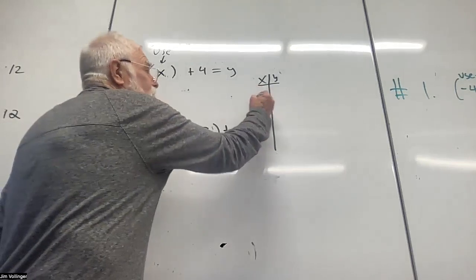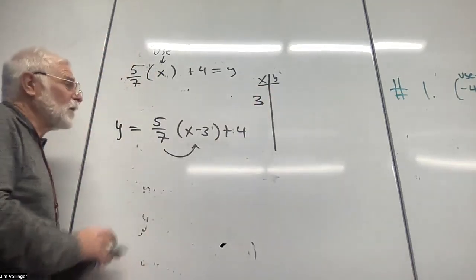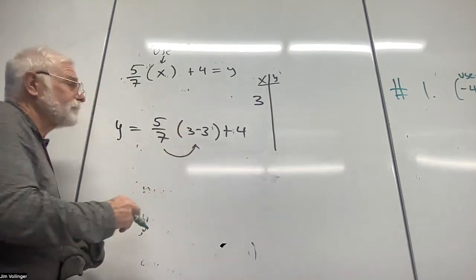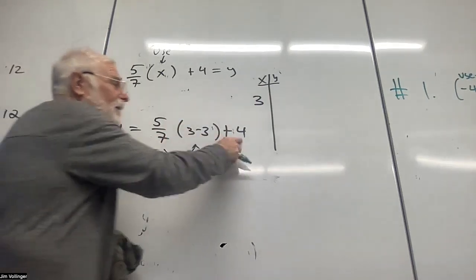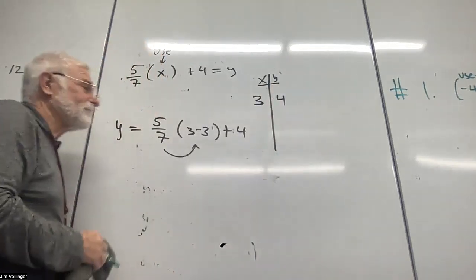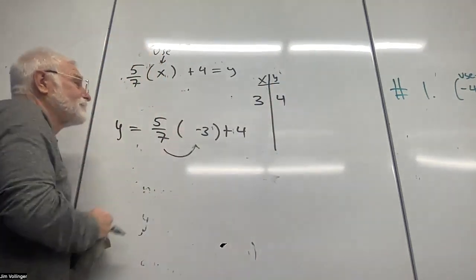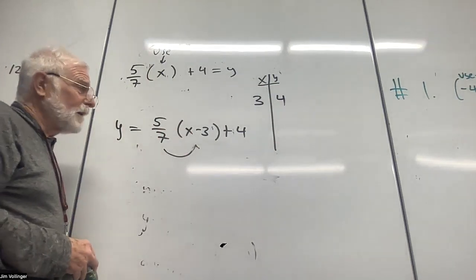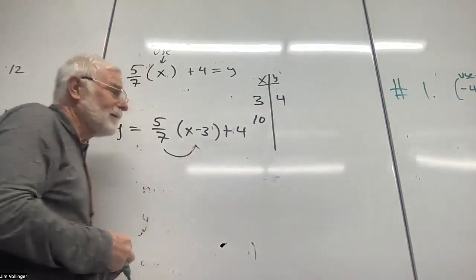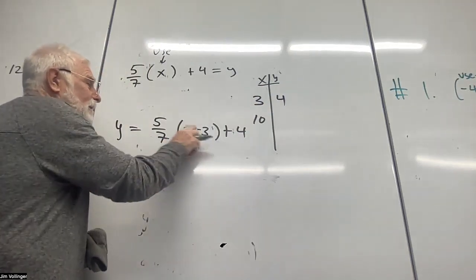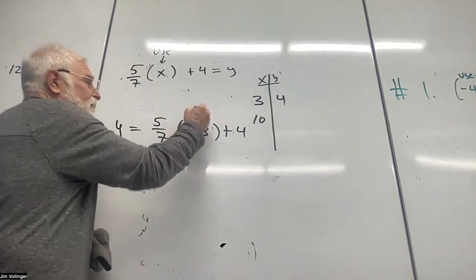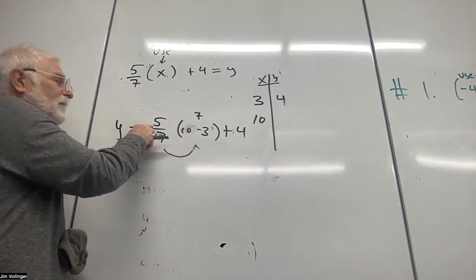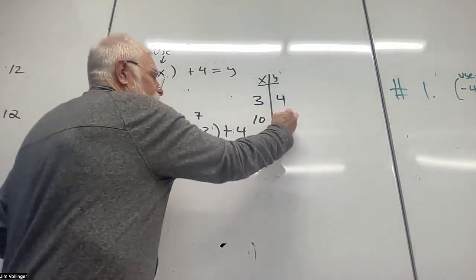First one is this one, 3. Because what happens when we multiply by 3? Oh, we get 0 times something, gets us 4. The next number, pause the video and think about it. I hope you're saying 10, right? Because when you put 10 in, looks like you get 7. Oh, and 7 goes into 7 once. And 1 times 5 is 5, plus 4 is 9.